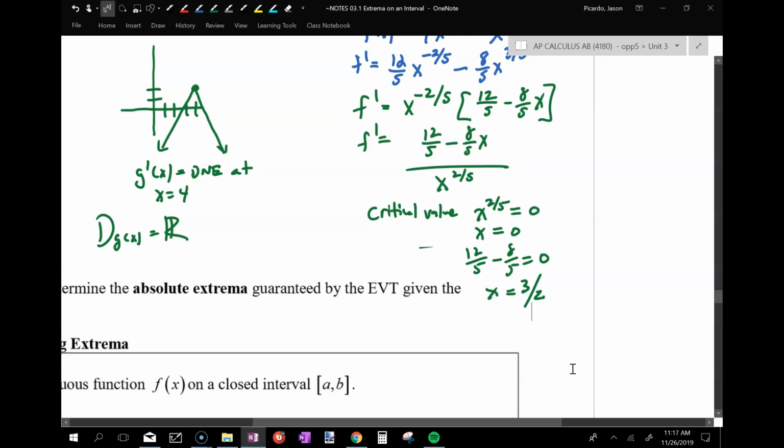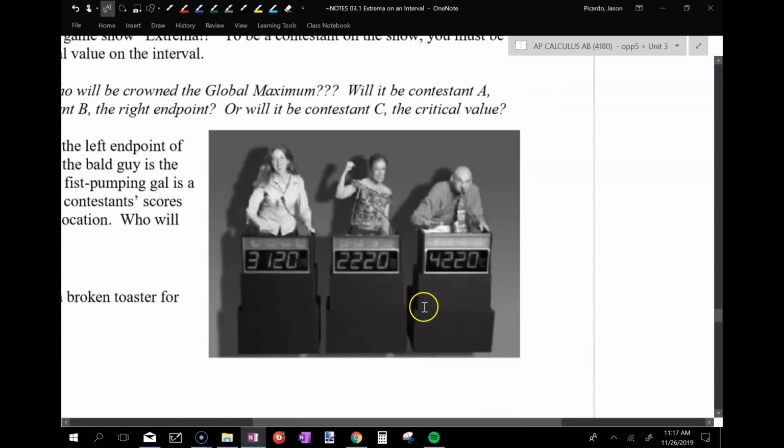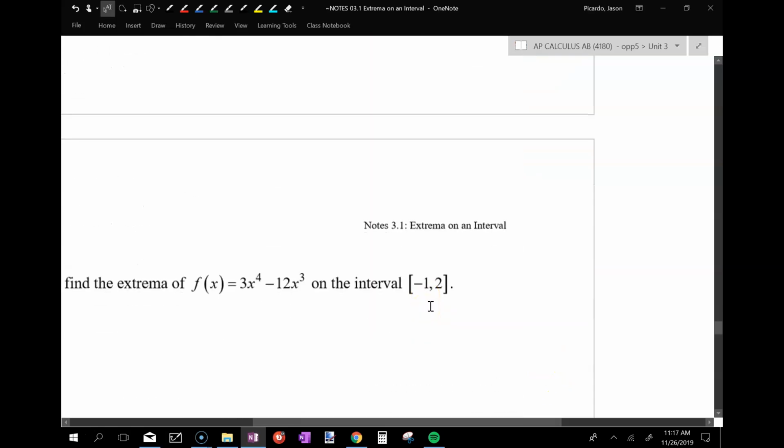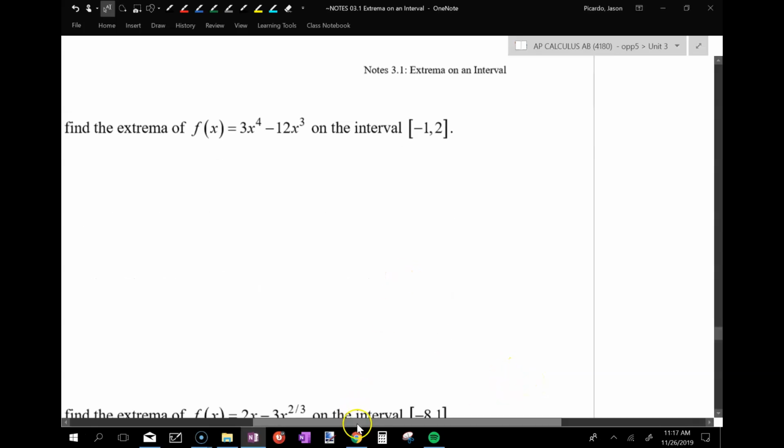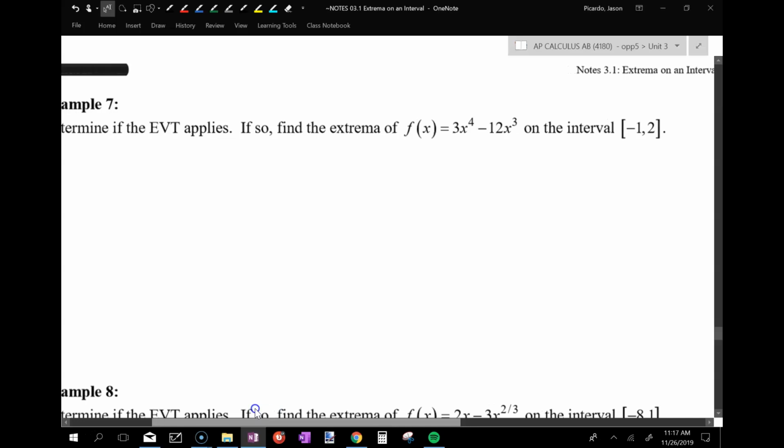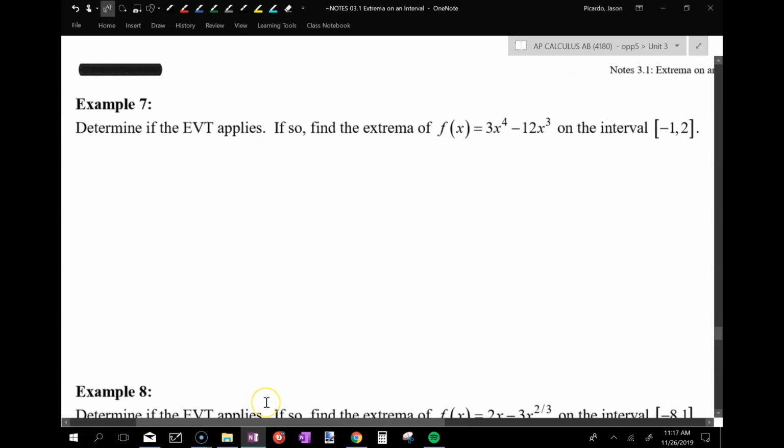Are we okay? Flip the page. We're going to skip over this. We could do a really cheesy example. We're not going to do that. All right, Austin, we're going to kill it today.